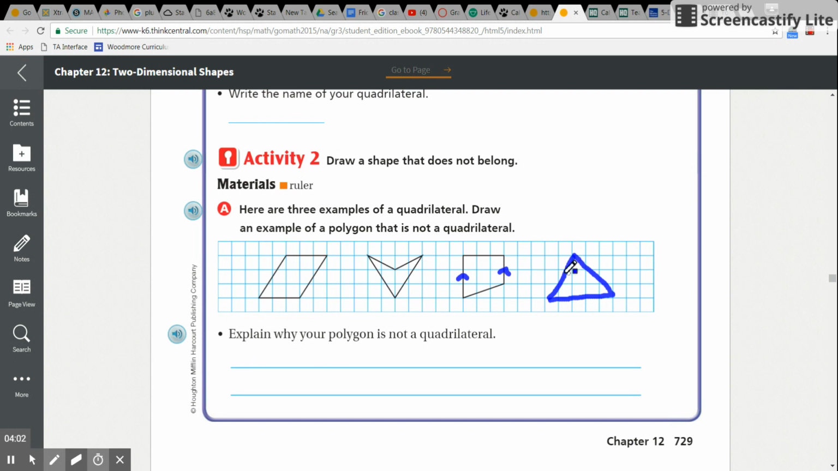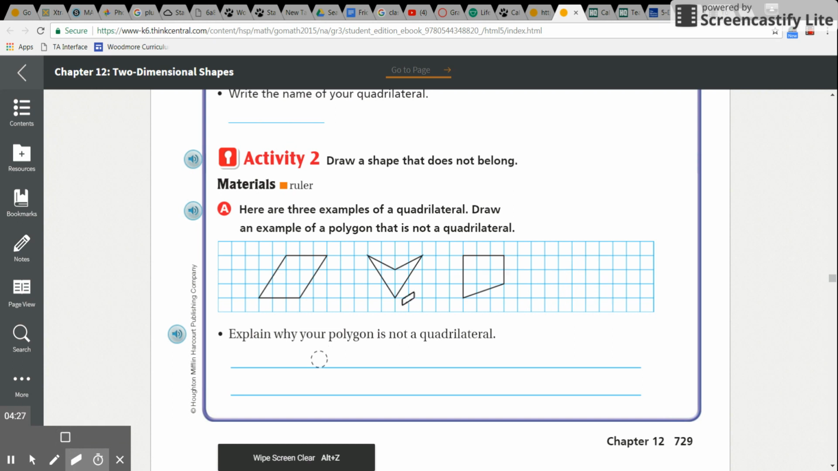My polygon is not a quadrilateral because it only has 3 sides and it only has 3 angles. To be a quadrilateral, you must have 4 sides and 4 angles. So hopefully you chose one of those. If you drew a square, a rectangle, that would not have been correct because it has 4 sides and 4 angles. We had to choose one that is not a quadrilateral.